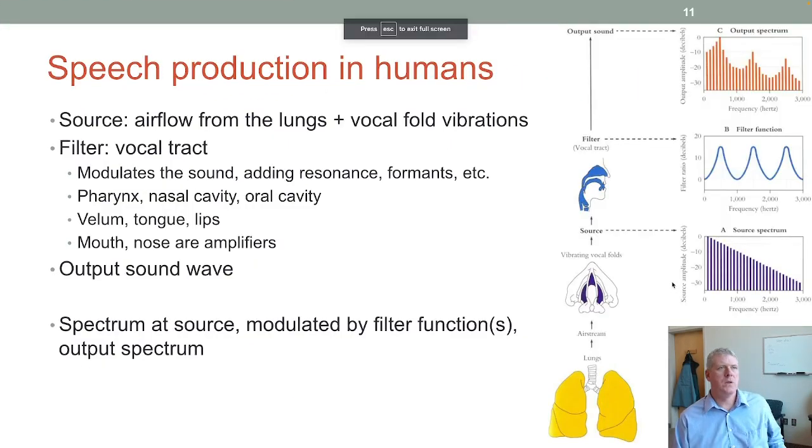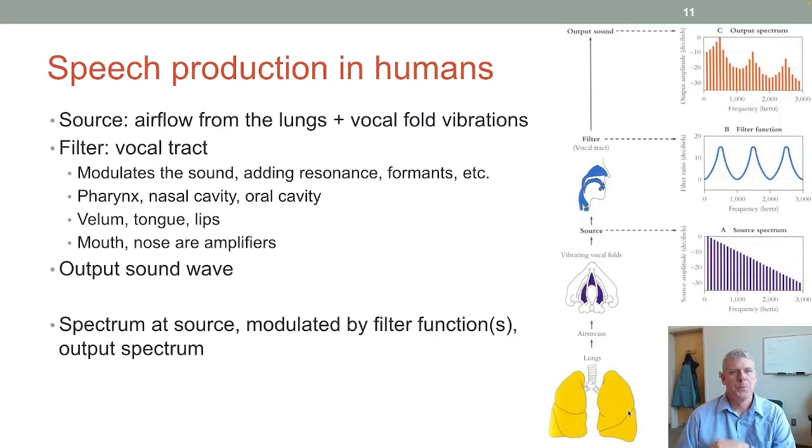So speech production in humans. Let's talk about that. So we have airflow from the lungs, right? That's how we speak. We have air coming out of our lungs. It goes through the vocal folds, right? And there's some vibration, either full vibration, or a smaller degree of vibration, or no vibration at all with voiceless sounds, right? And so what you get out of there is what we can look at here, the source spectrum.